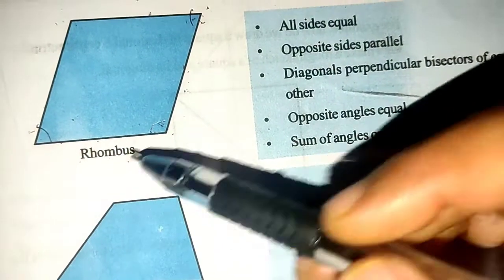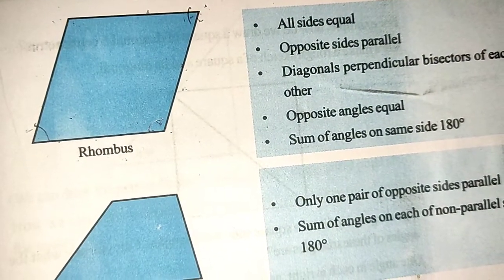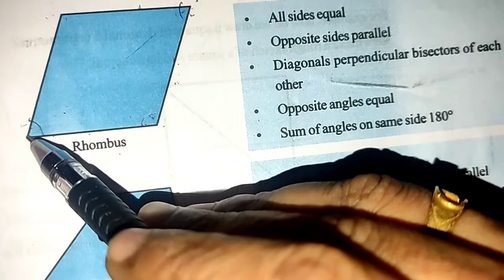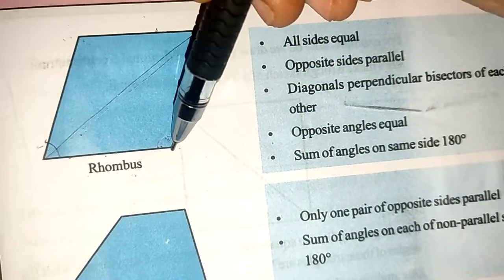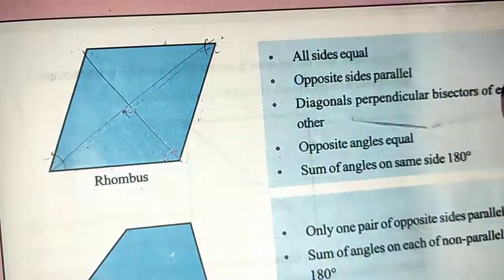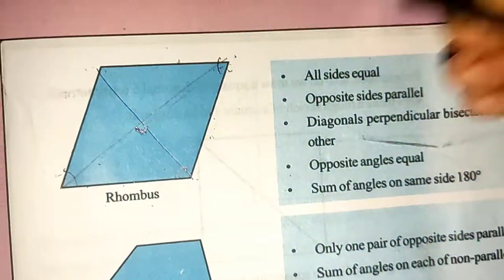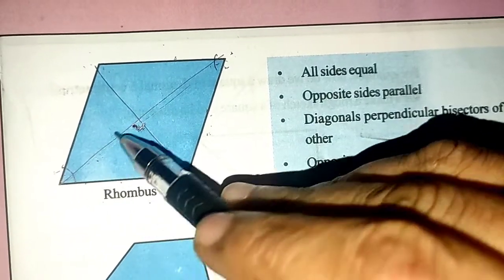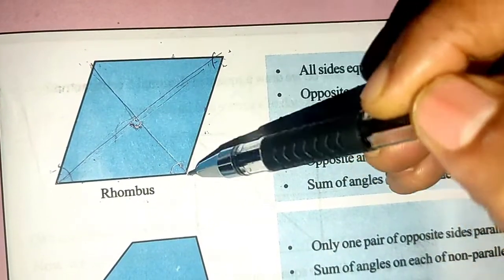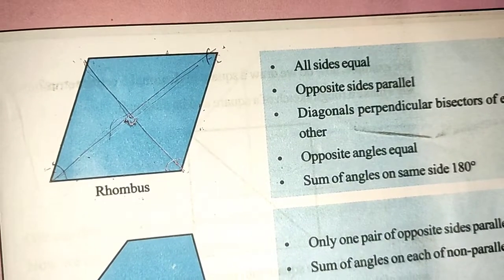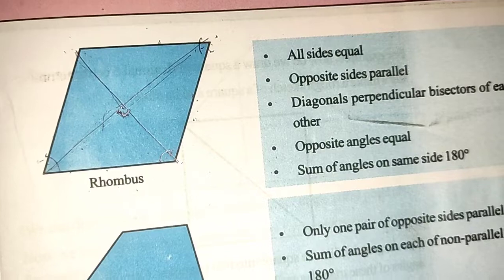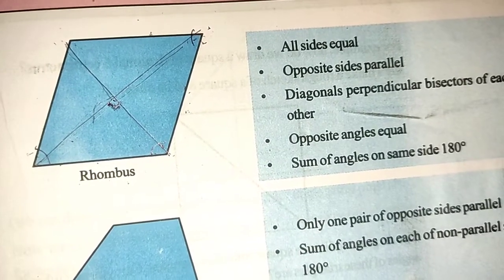Then next, diagonals are perpendicular bisectors of each other. That means this is one diagonal and the second diagonal is this one, and the angle between the diagonals is equal to 90 degrees, and also this part and this part are equal. Similarly, this length and this length are equal. That is, the diagonals are perpendicular bisectors of each other.